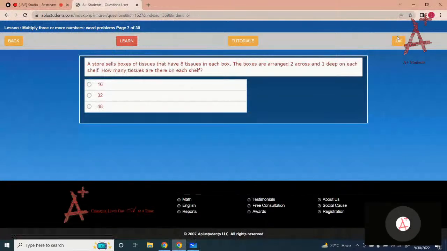Okay, the next question is, a store sells boxes of tissues that have 8 tissues in each row. The boxes are arranged two across and one deep on each shelf. How many tissues are there on each shelf? So basically, you have to do 8 times 2 times 1. So 8 times 2 is 16. Got it? So select the correct option and click on the OK button.